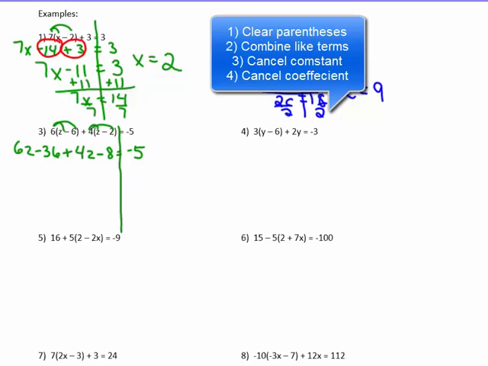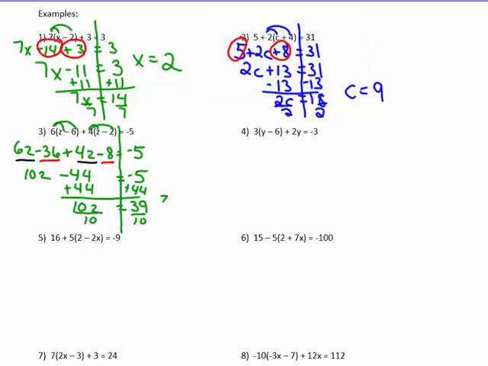I forgot my line. Find your like terms. This time I have the 6z and the 4z, which gives me 10z, and I have the negative 36 and the negative 8. They're both negative, so I'm going to add those together, which gives me negative 44 equals negative 5. Now we're going to add 44 to both sides. So 10z equals 39. Divide by my 10.